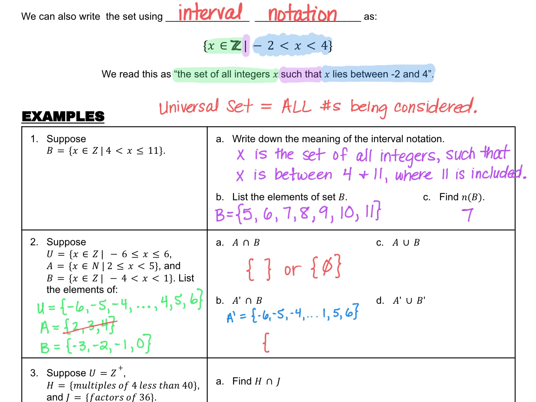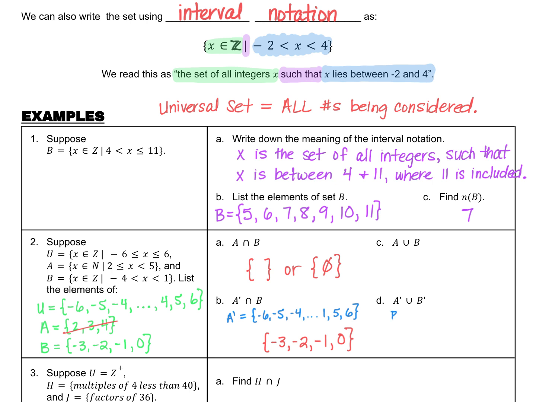0 is a part of that. We would also say -1, -2, and -3. So basically we will have the set of B there. Then it says we need to find the union of not A and not B.